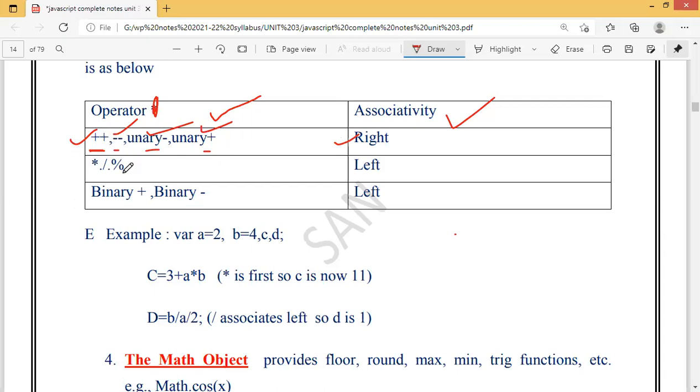So all these are right associative. It means if any expression is coming where all these operators are repeating, like a plus plus, b plus plus, or a minus minus, b minus minus, a minus b minus c, a plus b plus b, if such kind of operators are coming, what you have to do? You have to solve them from the right side. Okay. We will see one example. So now first go through this.